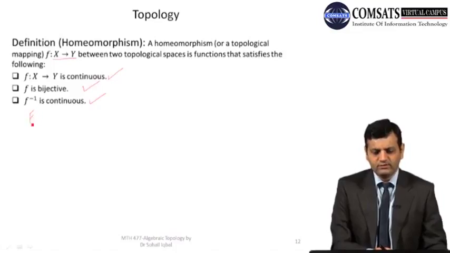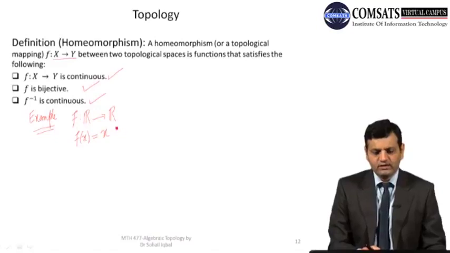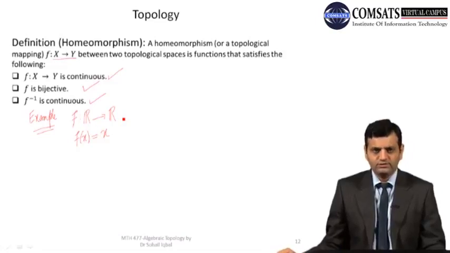Starting from simple examples, f from the usual topology to the usual topology, defined in the following way: the identity. We can observe that f is continuous, also f is bijective, and also f inverse is continuous. So it's a very simple example of a homeomorphism. R under usual topology is homeomorphic to R under usual topology.